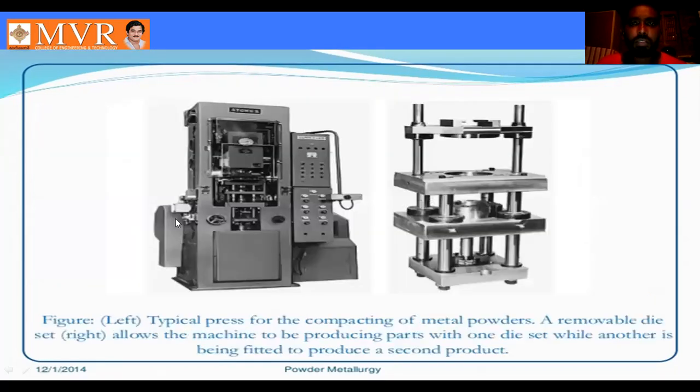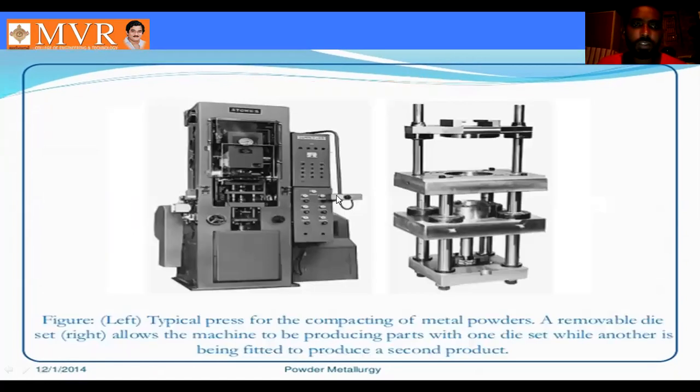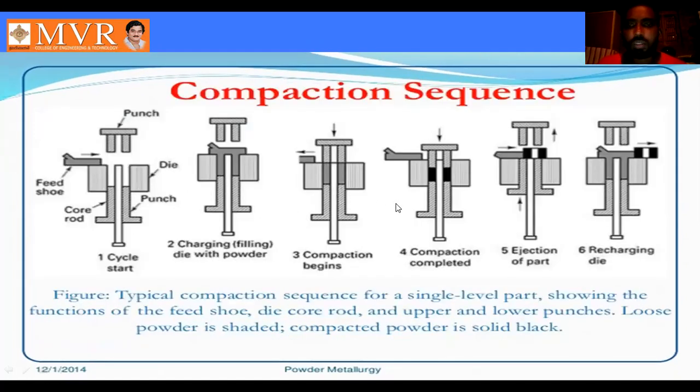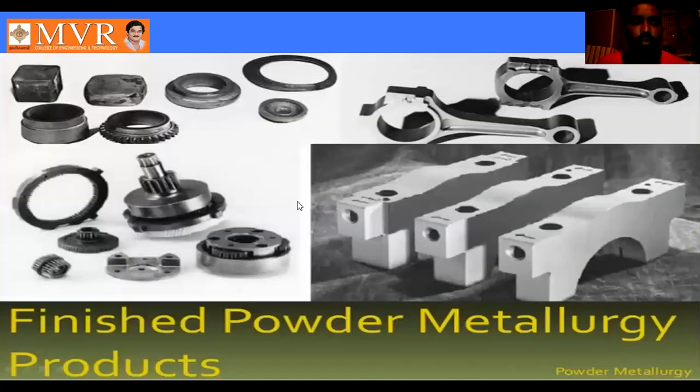So previously it was the compaction machinery. So this is the compaction sequence also. This is also one of the compaction sequences, but here they show it in detail like this. So see here the finished product, the final finished product. By using this method we produce this type of object. So see here, these are the different types of objects made by using the compaction methods.